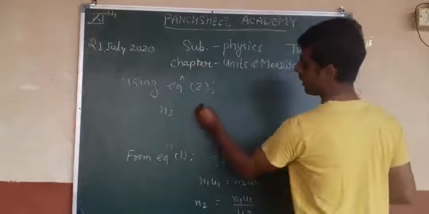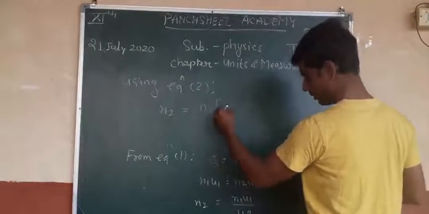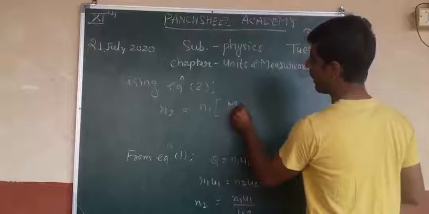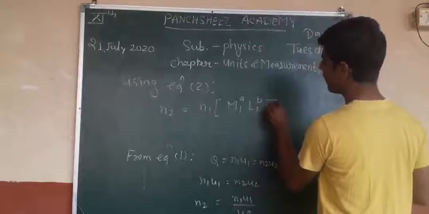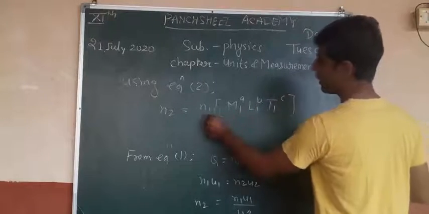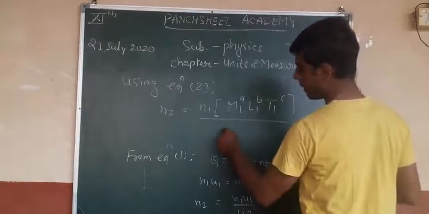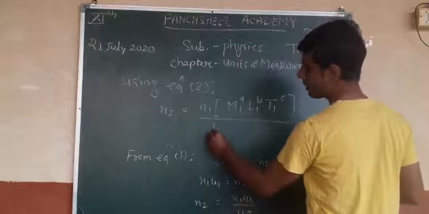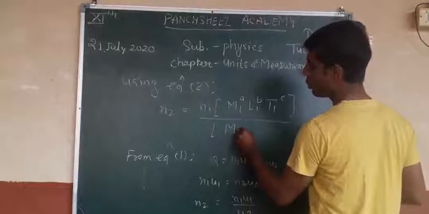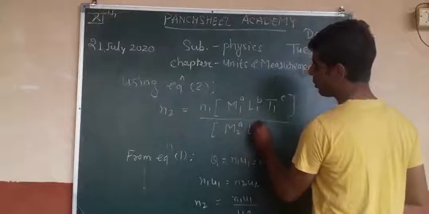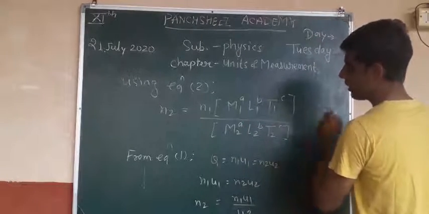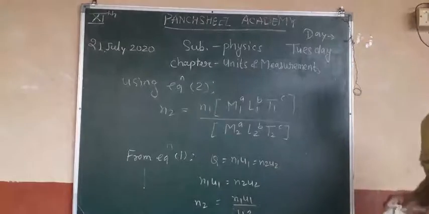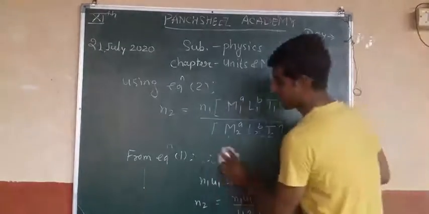times u1, that is m1^a l1^b t1^c, upon the value of u2, that is m2^a l2^b t2^c. And now simplify this.